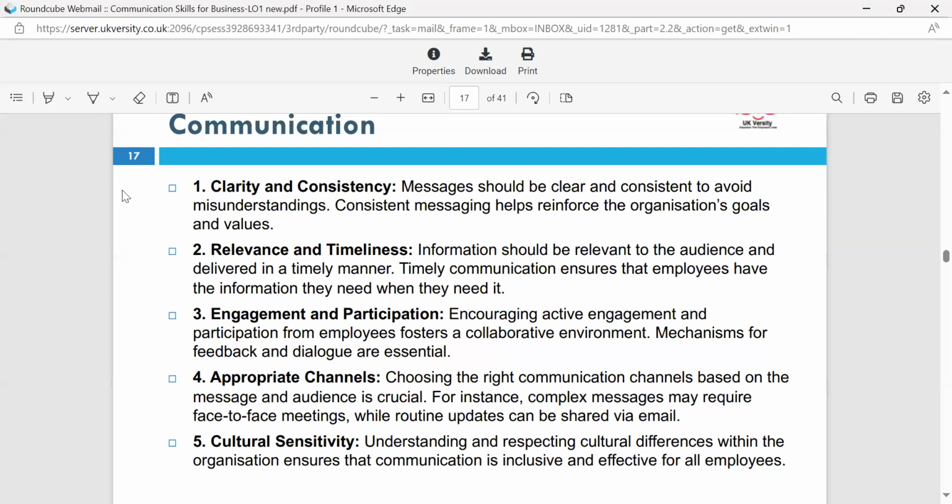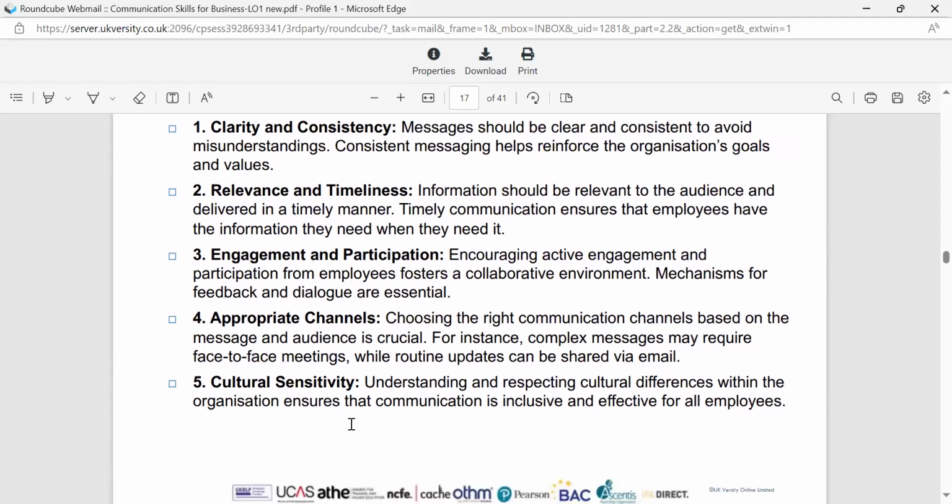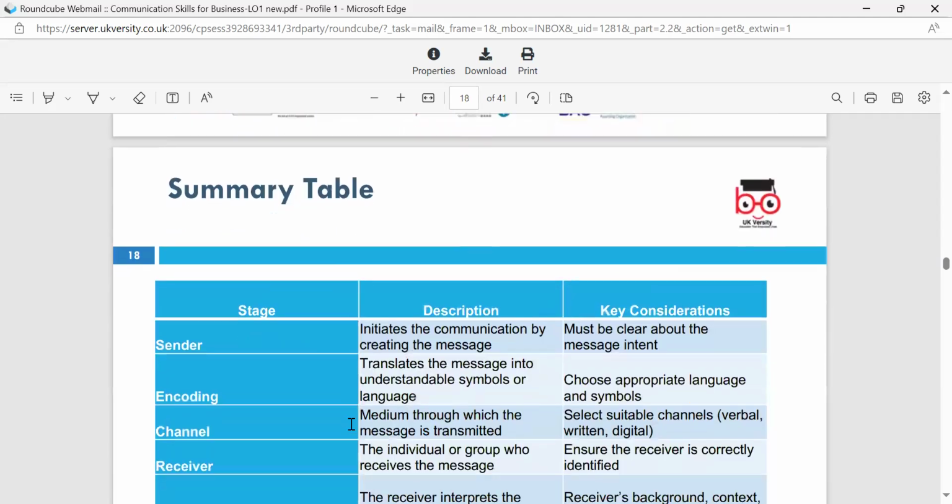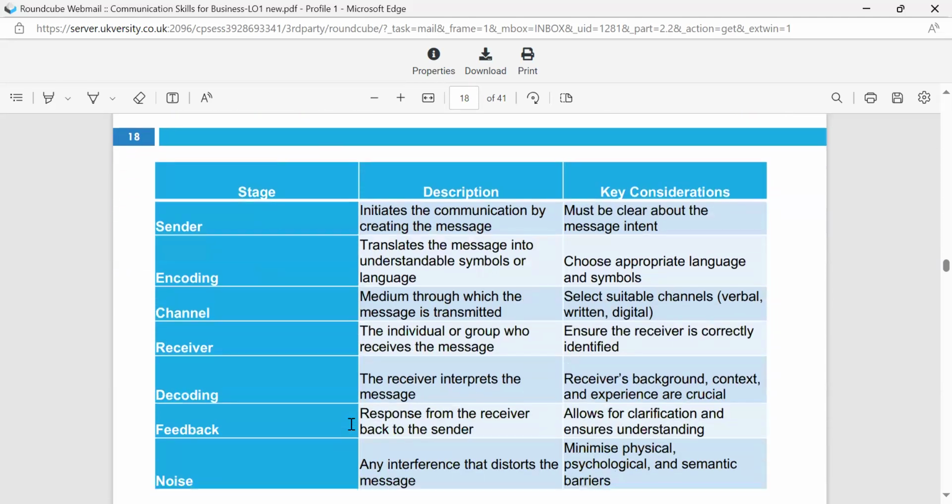So you need to look at the organisation, the setting you're in, how you want to portray the information to the individual, and whether it can be done face-to-face rather than via email, or via email rather than face-to-face. Cultural sensitivity, so understanding and respecting cultural differences within organisations ensures that the communication that's coming across is inclusive and effective to all employees. So we have a summary table here, which looks at the element of the stage.